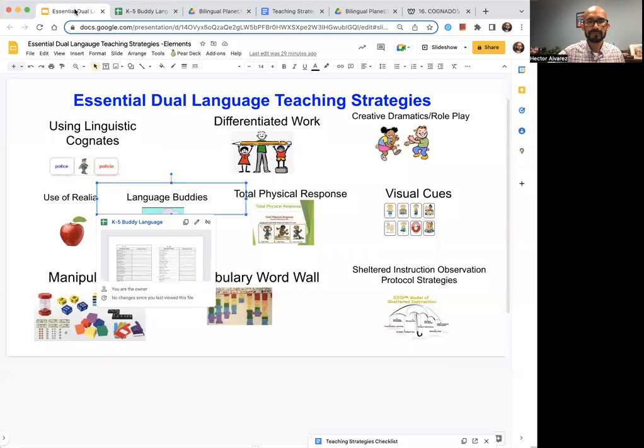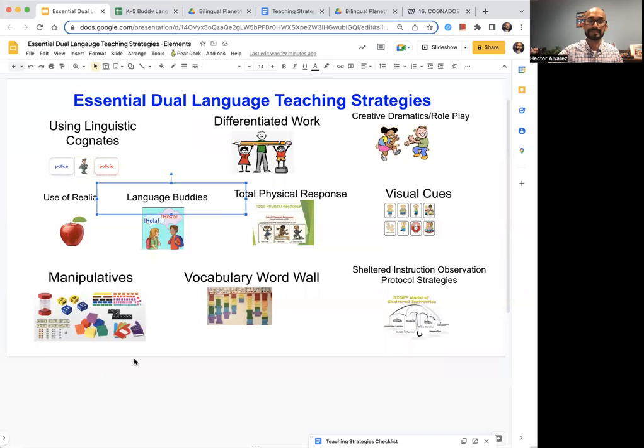Once again, these are strategies that are essential and that should be happening during your planning time and when you're delivering a lesson. I hope this has been helpful.